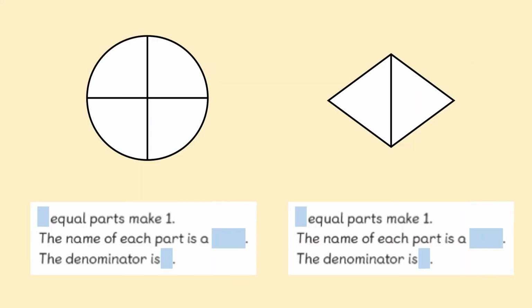I wonder if you can have a go at these two shapes now. Two shapes that have been divided into equal parts. Can you have a look at them with your partner, pause the video and see if you can figure out what numbers and words should go in those blue spaces? Remember, we're thinking about the denominator, the number on the bottom that will give us the name of the type of family of fraction. You can pause the video here.